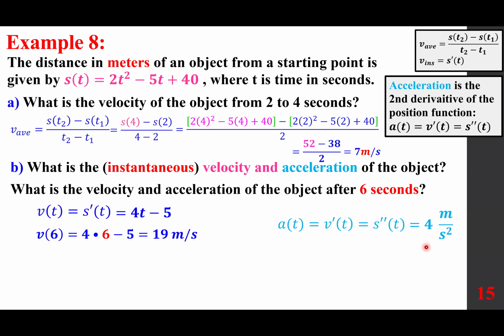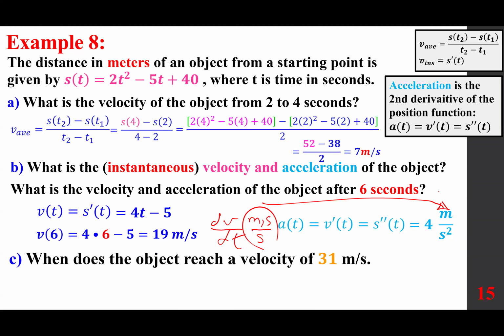And the question is why this is the case. I want to quickly justify that. a of t is dv/dt. And the velocity has the unit meters per second. t has seconds. Meters per second divided by seconds results in meters per second squared.